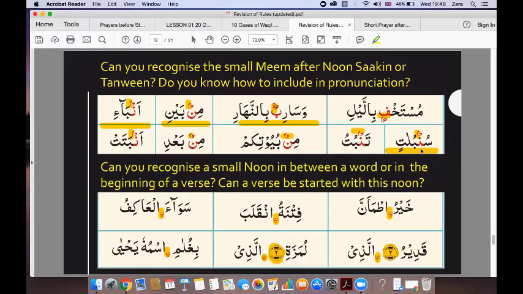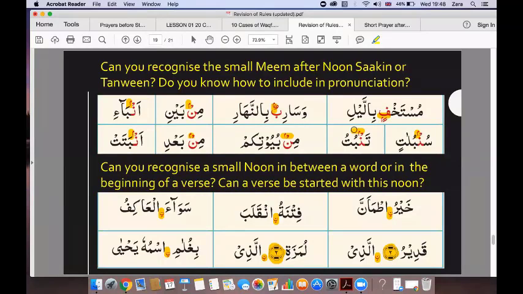Sumbulatin. Tambutu. Min buyutikum. Min ba'di. Ambatat. So you can see in all of these examples, whenever you see this small meme appearing on the noon sakin or the tanween, we have to remember that we're going to replace it and change it to the meme sound, and we're also going to remember to pause for 2 seconds when we join it with the ba.